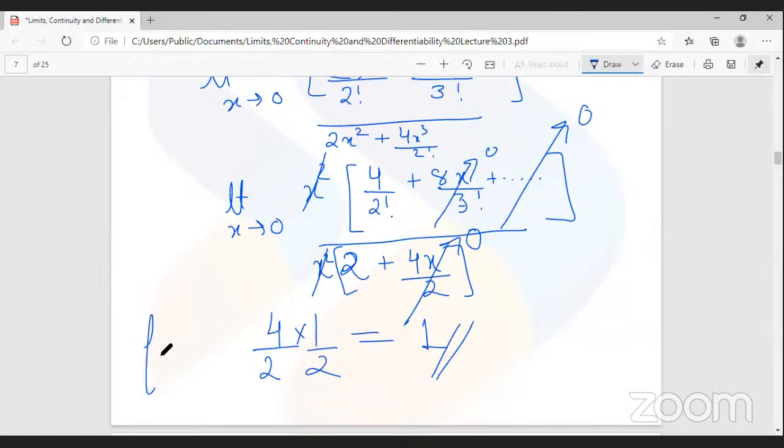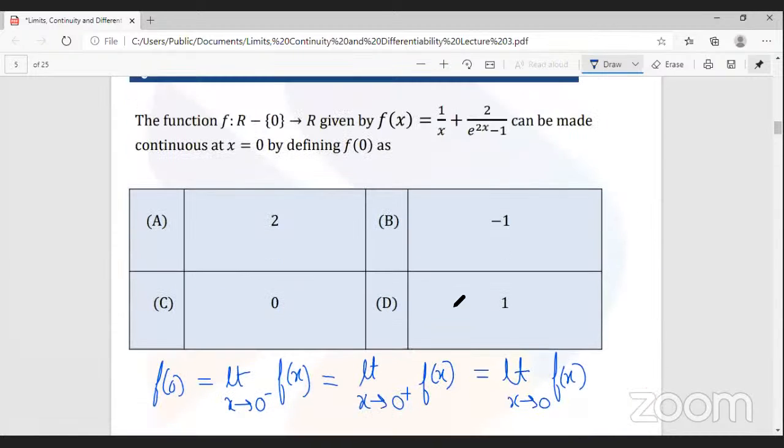So what is the value of f0? It is coming out to be 1. So the correct option is D. Everybody understood the solution? Or you have any doubts? Okay, it is clear. Then let's move on to the next question.